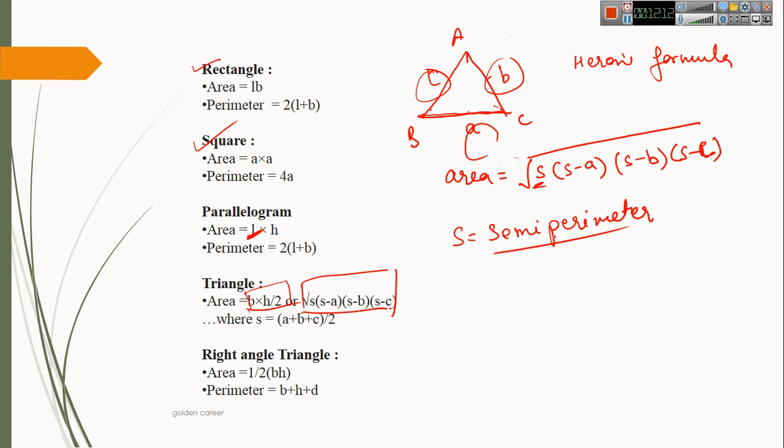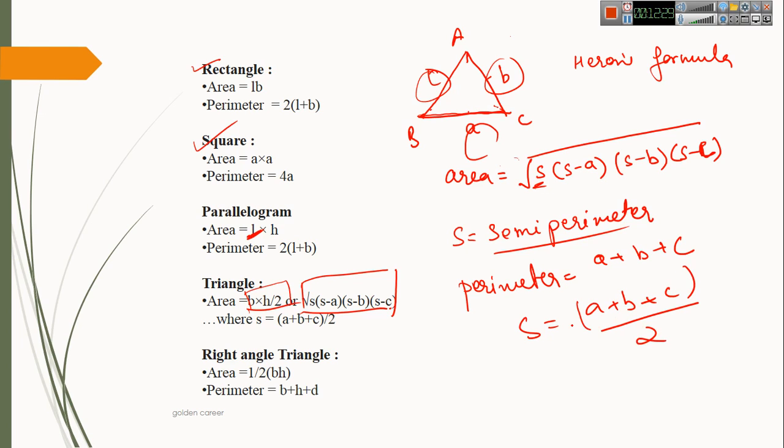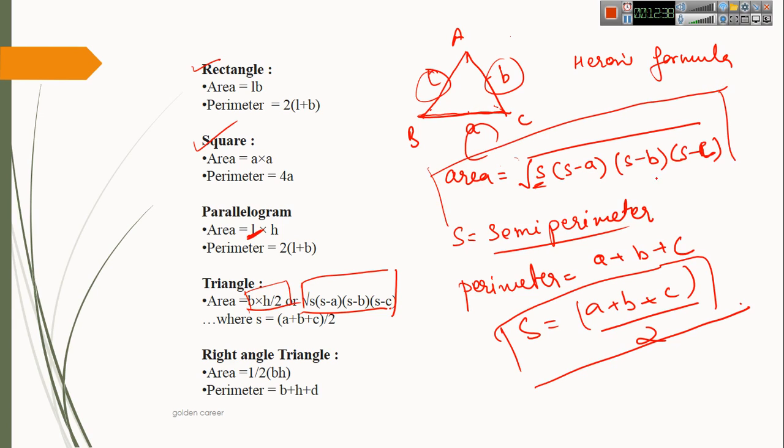As the name suggests, semi-perimeter means half of the perimeter. The perimeter of the triangle will be a plus b plus c. Then the half perimeter will be a plus b plus c divided by 2. This is the value of s. And if we are given all the sides of the triangle, then we can easily calculate the area of the triangle. This is Heron's formula.